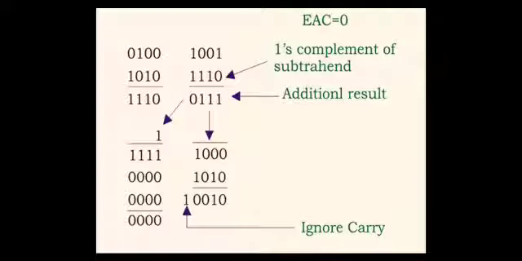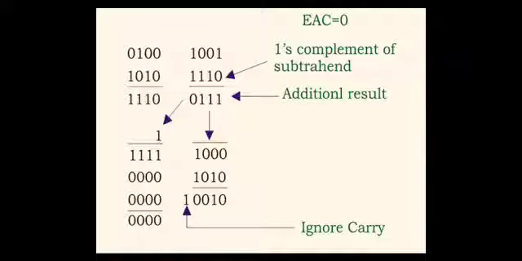Next, here I am taking another example of EAC is equal to 0. In the previous slide we took EAC is equal to 1, but in this one EAC is equal to 0. In the same way, we can add two binary equivalent values. First one is the minuend, second one is the subtrahend. Here 4 and 9, and the next one, the subtrahend, is 51.